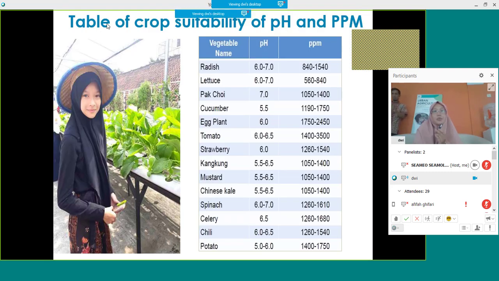This is the table of crop suitability of pH and ppm. So the pH level and the total dissolved solution are based on the type of vegetable. For example, for the radish, the pH that they need is about 6 until 7, and the ppm is about 840 until 1540. This is different from what the potato needs. For the potato, the pH needed for plant growth is about 5 until 6, and for the ppm, around 1400 until 1750. So this is based on the type of the vegetable.